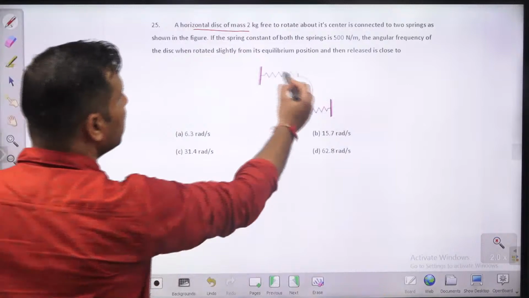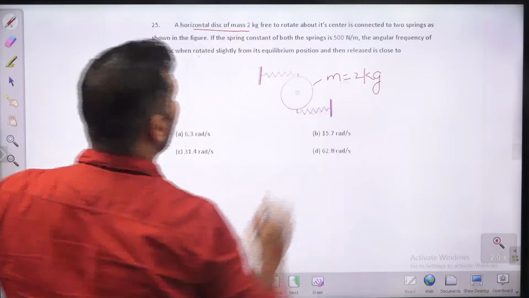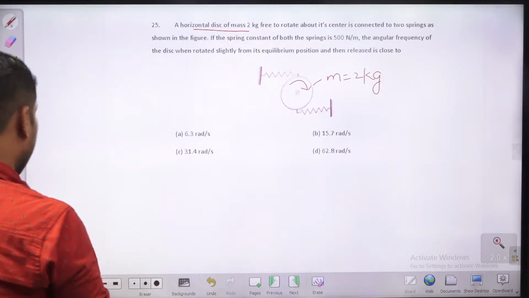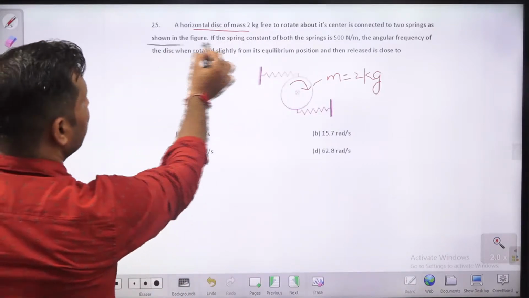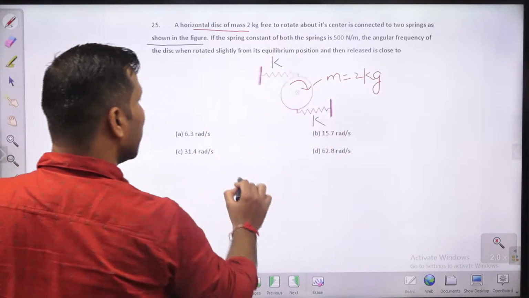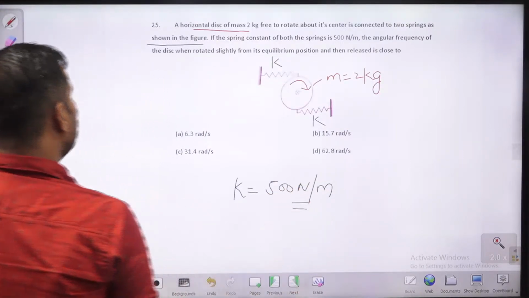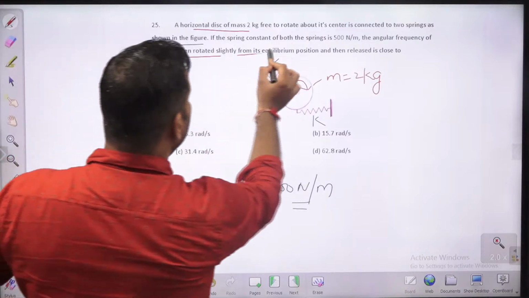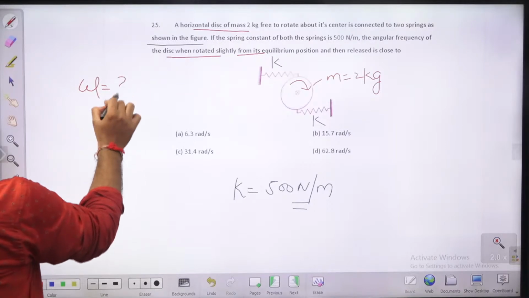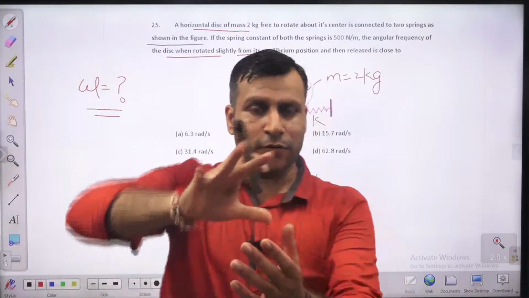So there is a horizontal disc which is having mass 2 kg, rotates about its center, connected to 2 springs as shown in the figure. This is having spring constant K, this is also having spring constant K, and both the springs having spring constant 500 Newton per meter. The angular frequency of the disc when rotated slightly from its equilibrium position. So he is asking you the angular frequency. So guys, which method you will apply here? It's a case of rotation.